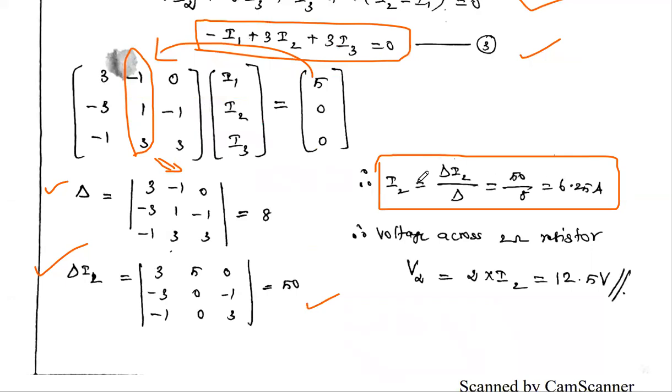Okay, so I2 is calculated. Therefore the voltage across the 2 ohm resistor, V2, is equal to 2 into the current I2. So 2 into 6.25, we get 12.5 volts. The unit for voltage is volt. So this is the answer. This is our desired answer.